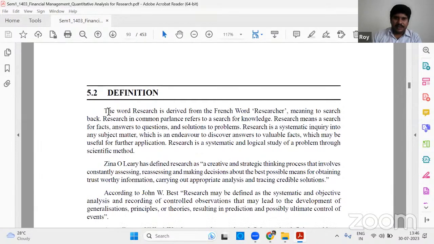Okay. This word research is derived from the French word researcher, meaning search back, doing the research again. In common parlance, it refers to the search for knowledge. It means search for facts, answers to questions, solutions to problems. And when it is done systematically in a subject matter, it is an endeavor to discover answers to valuable facts, which may be useful for further application.